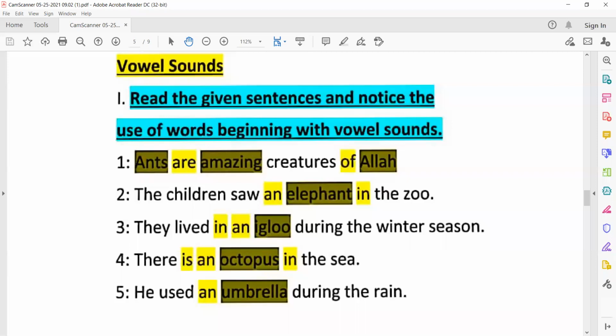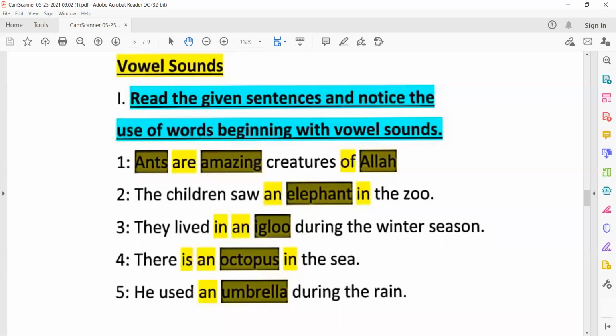Look at the second sentence. The children. Children, ch. Okay, so ch is not a vowel sound. This is a consonant sound, right? So, an. A. Again, it gives us a vowel sound. An is an article. You know that a, an, and the, these three are articles. Keep it in your mind, okay? An, a. It gives us a vowel sound.